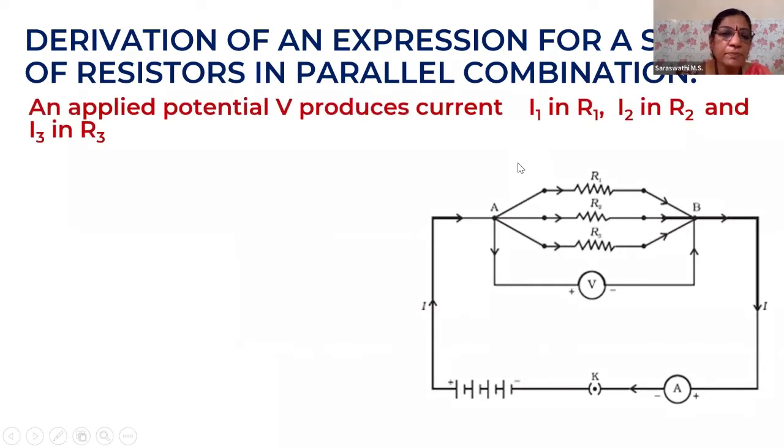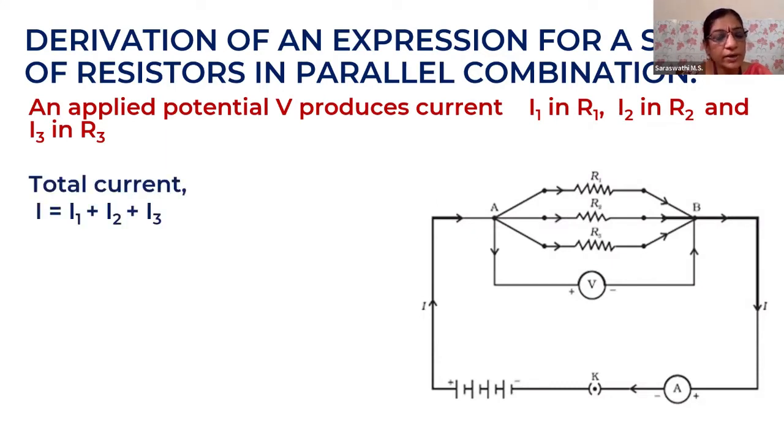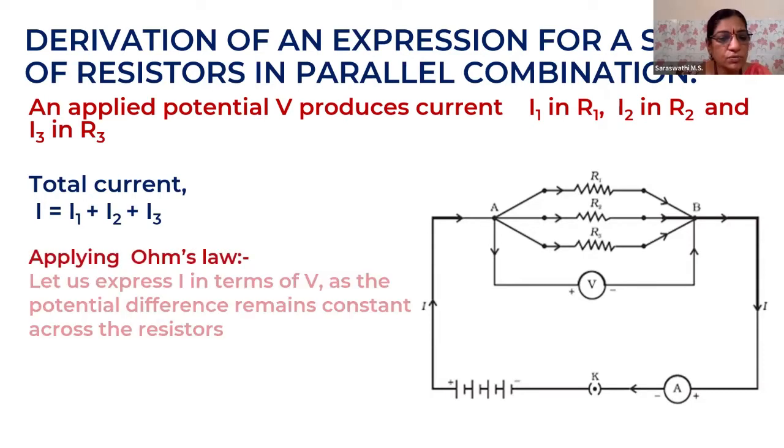An applied potential V produces current I1 in R1, I2 in R2, and I3 in R3. So what is going to be the total current? The sum of the individual currents. So I1 plus I2 plus I3 gives the total current. Applying Ohm's law, let us express I in terms of V. Why do we express I in terms of V? Because V is a constant across all the resistors.